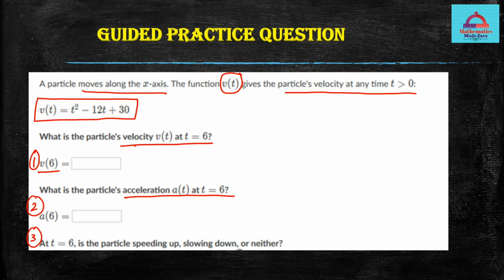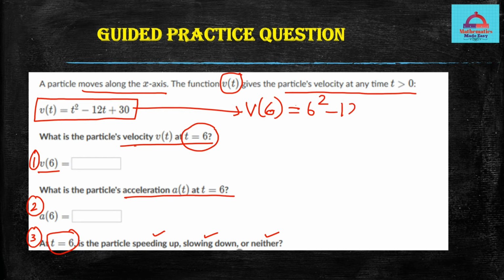And number 3, you need to decide, looking at these 2 values at t equal to 6, what is the behavior of the particle, whether it is speeding up, whether it is slowing down, or neither of the two. So let's solve the question. For the first part, we need the velocity at the point t equal to 6. So we are going to just simply substitute here, and wherever there is t, we are going to put the number 6. So this is going to be 6 square minus 12 times 6 plus 30.